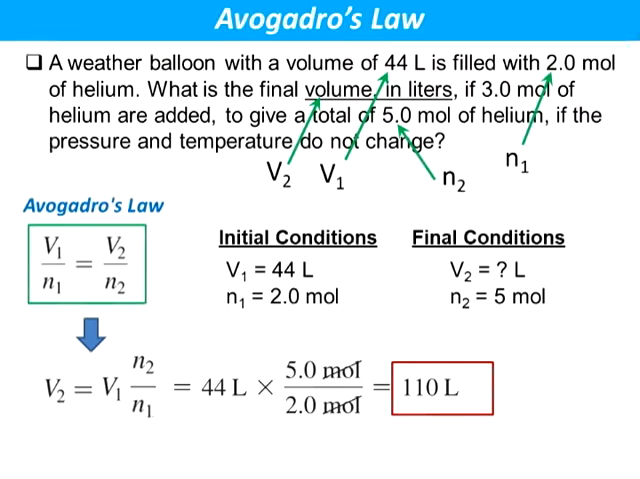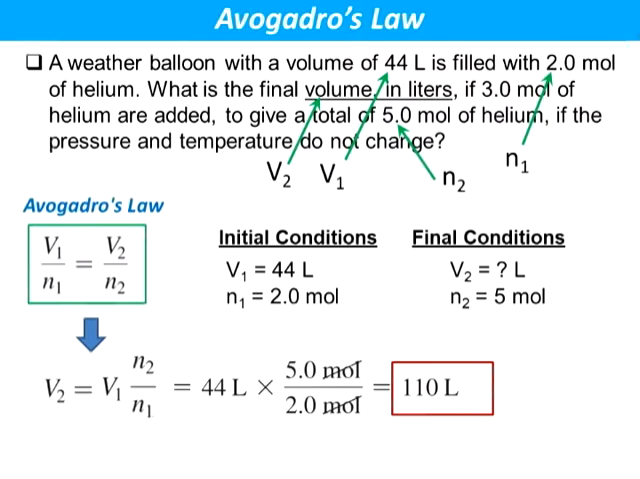Now, notice something here. It's very important when we start to assign the variables. The initial conditions are 44 liters and 2 moles. There was an increase by 3 moles to 5 moles. Do not make the mistake of using the 3 moles, which is the value of the increase, for the final. What you're interested in is how many moles there were initially and how many moles there are finally. Do not consider the intermediate values.